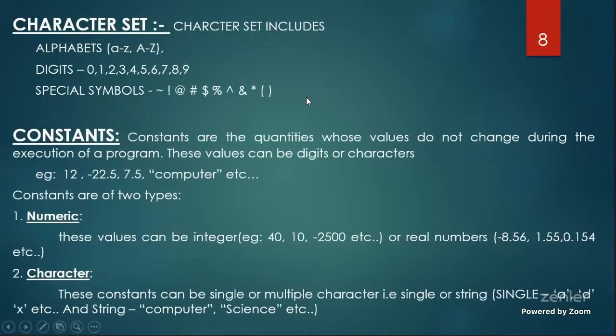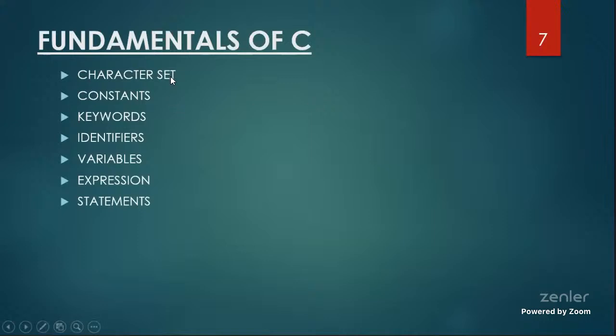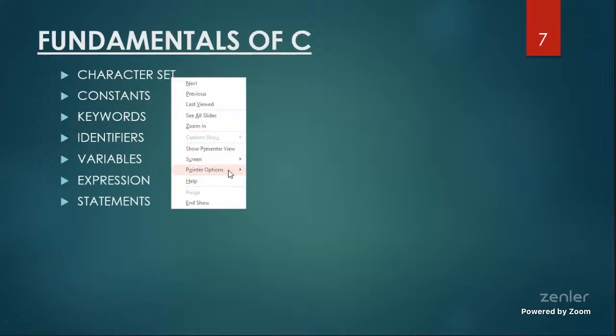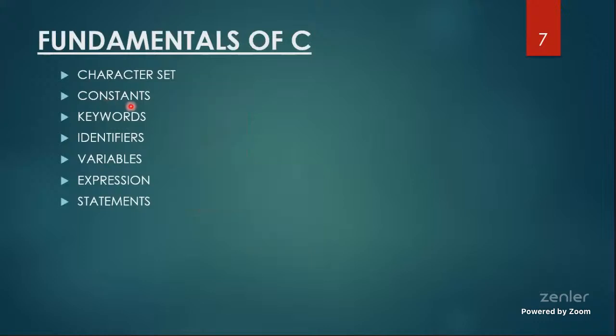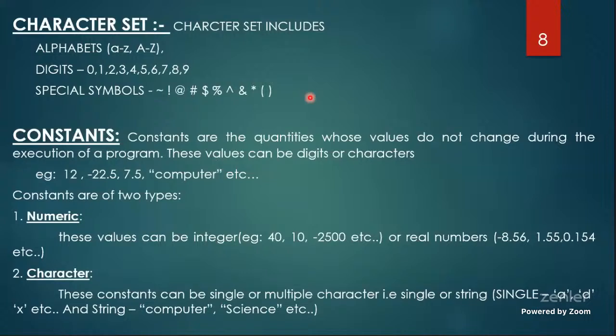These are the main topics you can observe here: character set, constants, keywords, identifiers, variables, expression, statements. These are the components that you have to learn whenever you want to write a program. Now let's go through these things one by one.